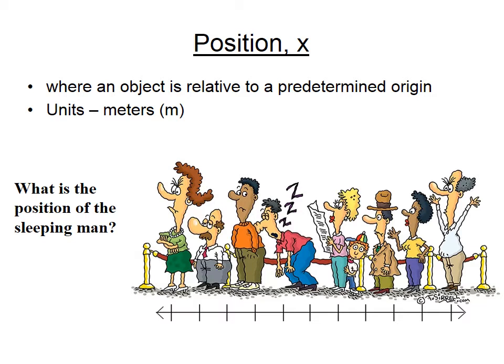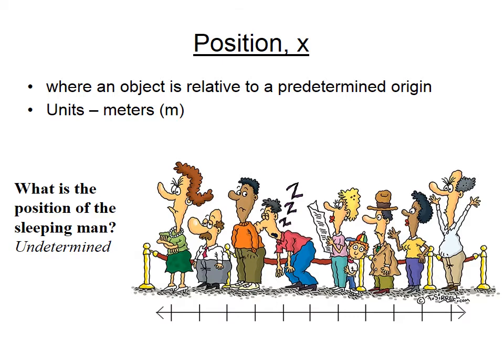Well, this is kind of a trick question. We never defined our origin in this problem, so we don't know what our reference point is. So we can't determine the position of the sleeping man. It's undetermined because we don't know where our origin is. We've got to always define that first.